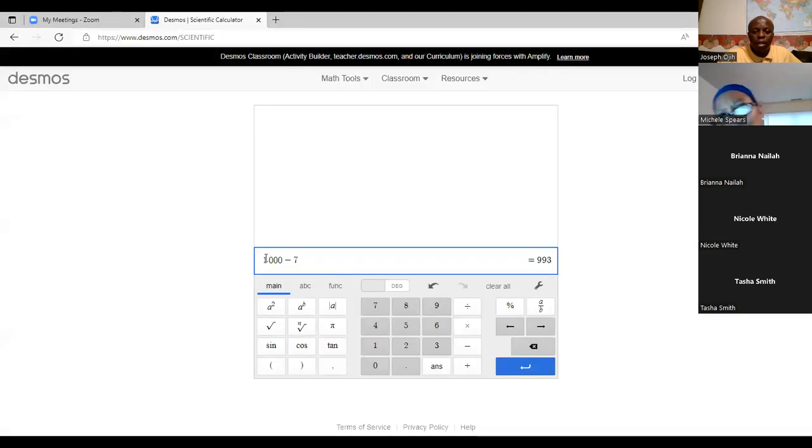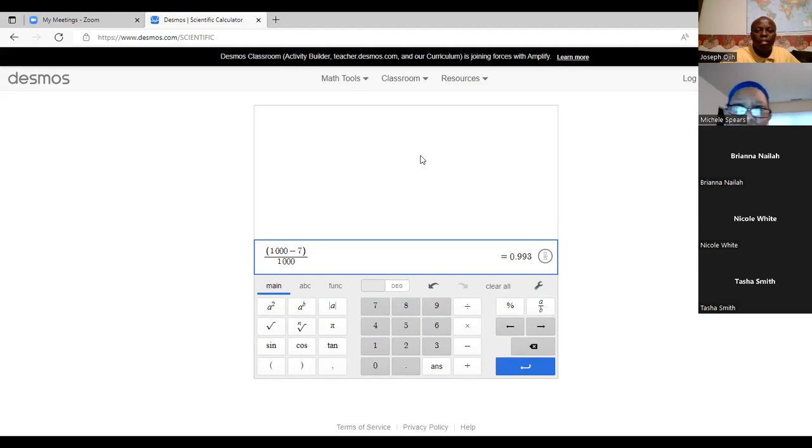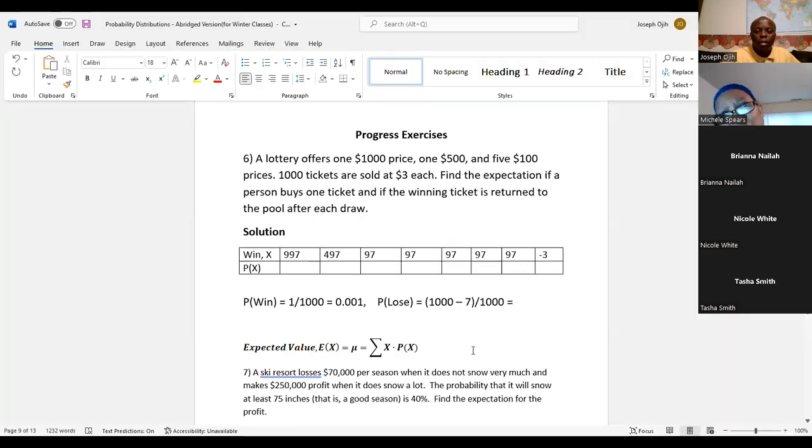So we have it. Put it right here and here. Divided by 1,000, like in 0.993. So that's the chance of losing. So we have it here, 0.993.